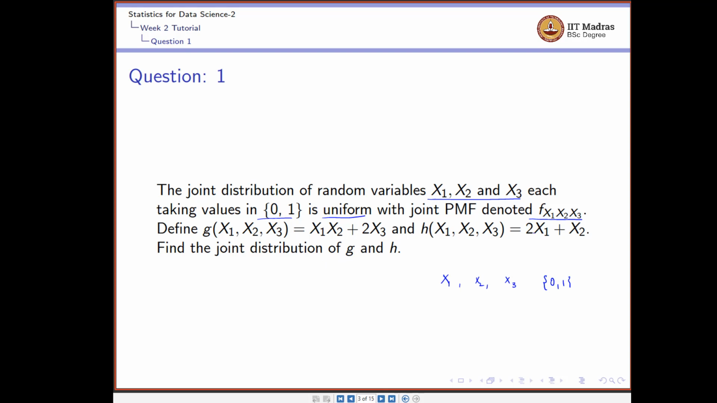It means that x1 is taking the value in 0, 1, x2 is taking the value in 0, 1 and x3 is taking the value in 0, 1. So what are all the possible cases that we can have? So let's draw the table. So we have x1, x2, x3.